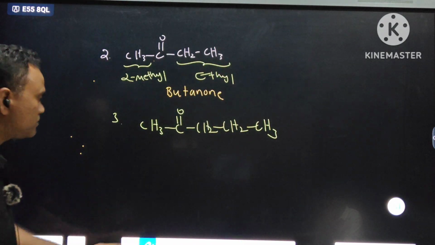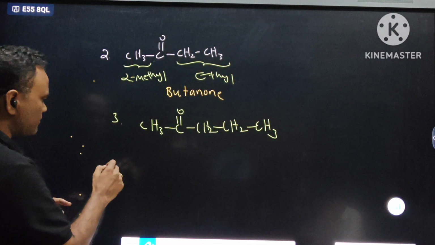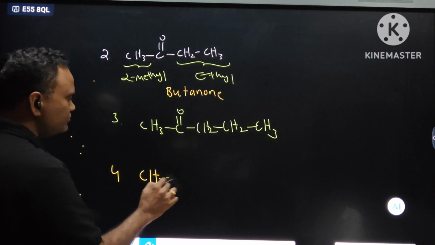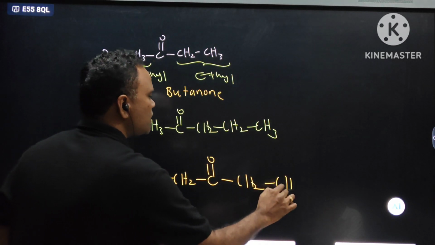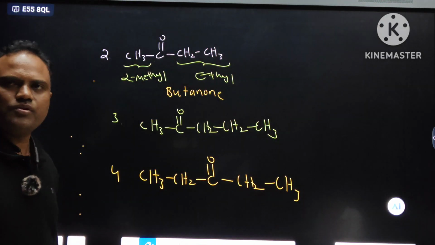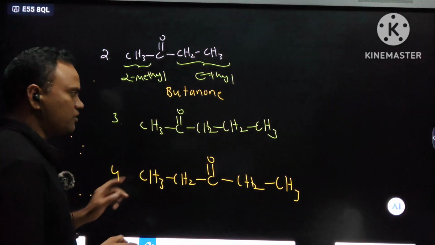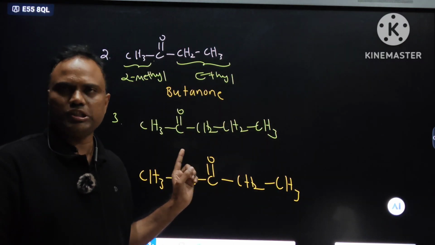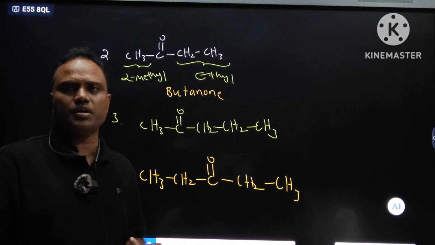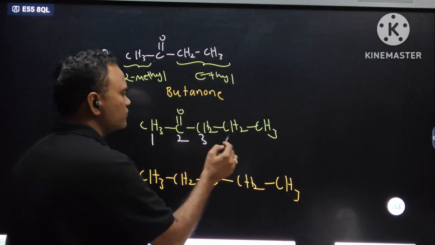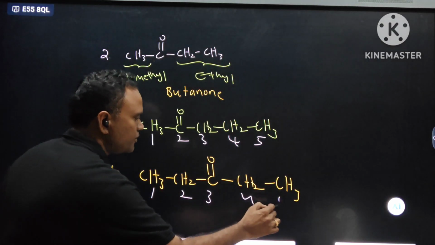Give the numbering for this. Okay, my numbering may be wrong, so you write the correct numbering. 5 carbons onwards we give the numbering. Clear? Right. 5 carbons are there. Now you can give the numbering. Numbering should start in the direction in which the functional group gets the least number. 1, 2, 3, 4, 5.